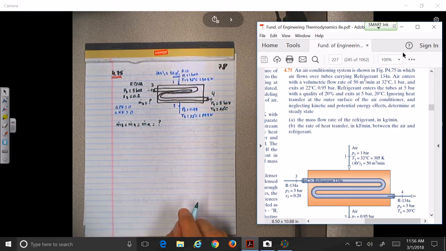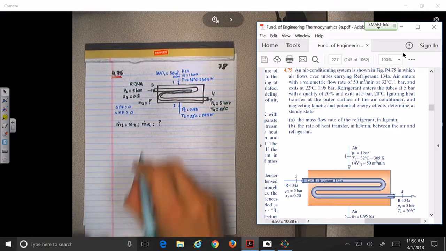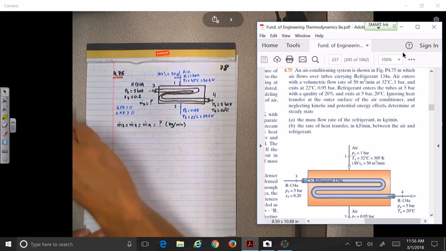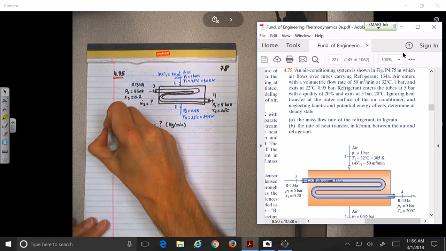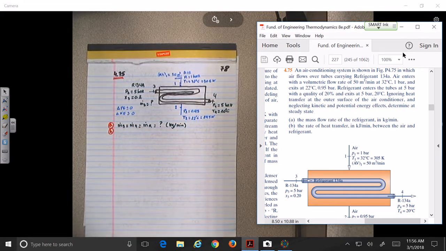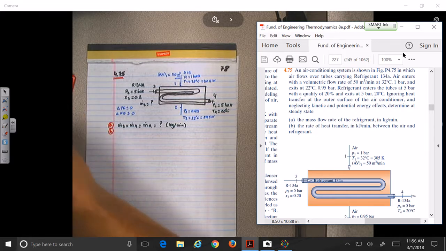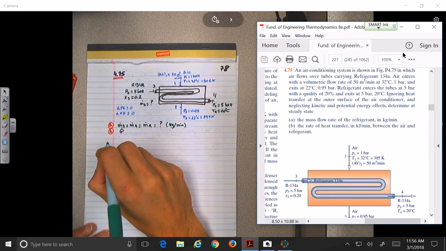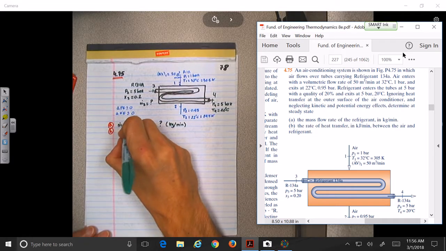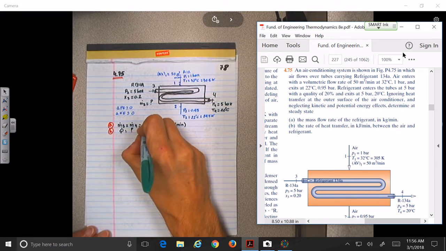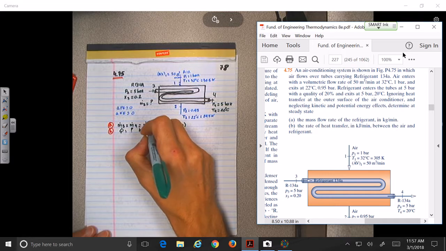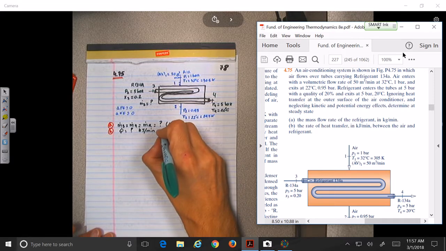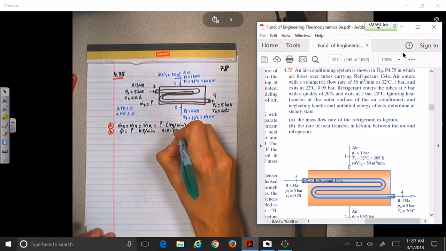And what is the other thing we need to find? The rate of heat transfer in kilojoules. So this needs to be in kilograms per minute. So part A. Part B, the rate of heat transfer. So we need to find Q between air and refrigerant, in kilojoules per minute. Between air and refrigerant. Okay.